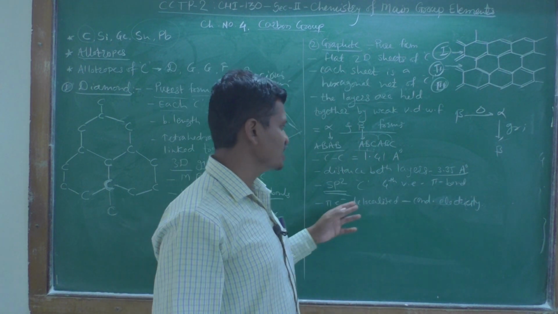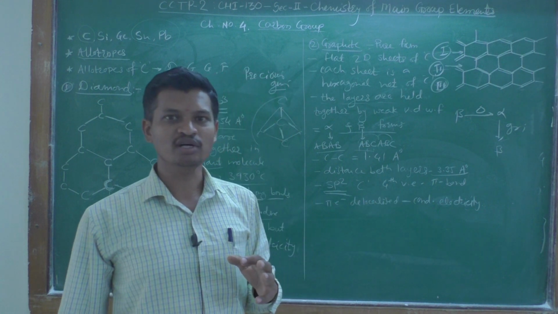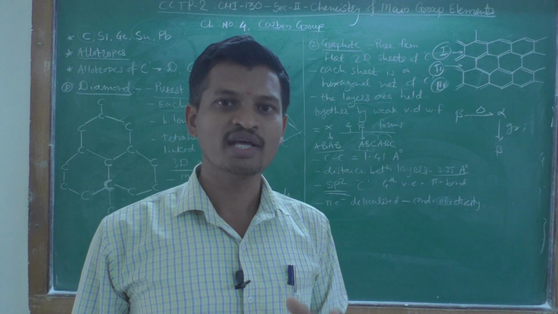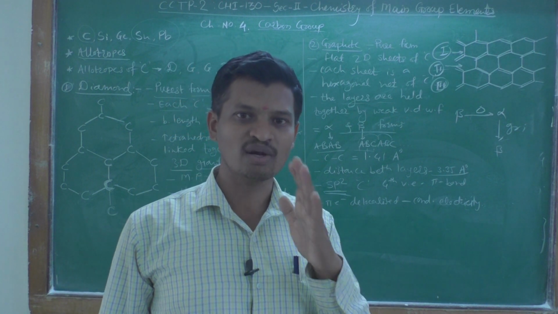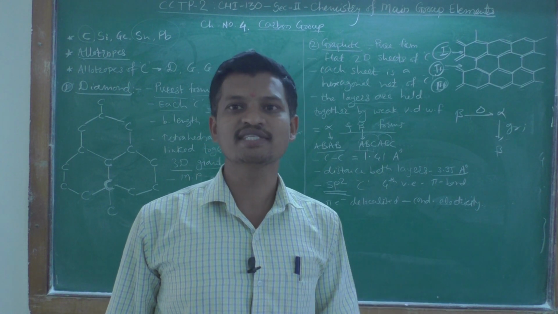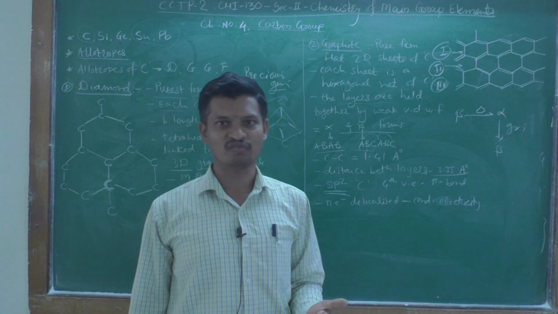These pi electrons are responsible for the delocalization. They are not localized at one place, they are continuously delocalizing, and this is the reason why graphite is a good conductor of electricity.